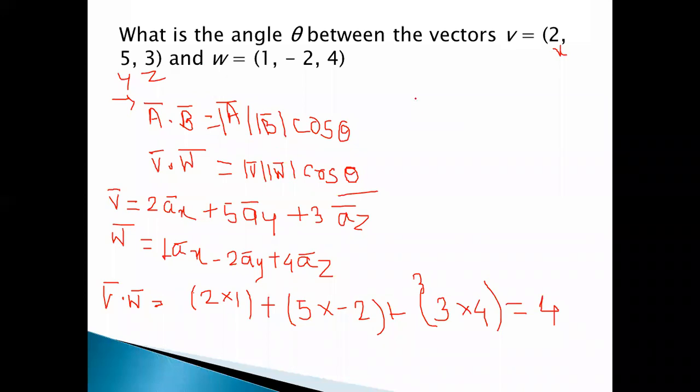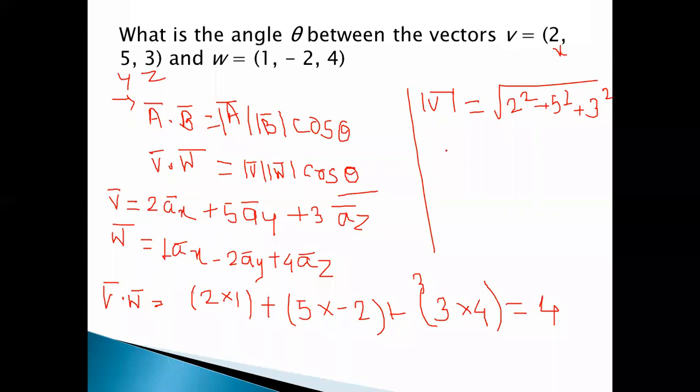Okay. Similarly, you can find here mod of V bar. Mod of V bar is equal to the square root of 2 square plus 5 square, and the third is plus 3 square. So solve this.